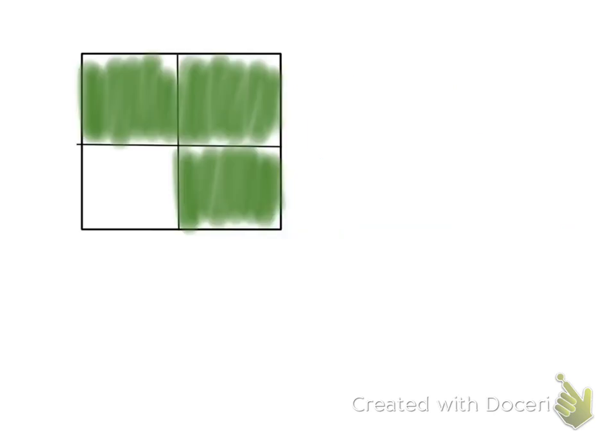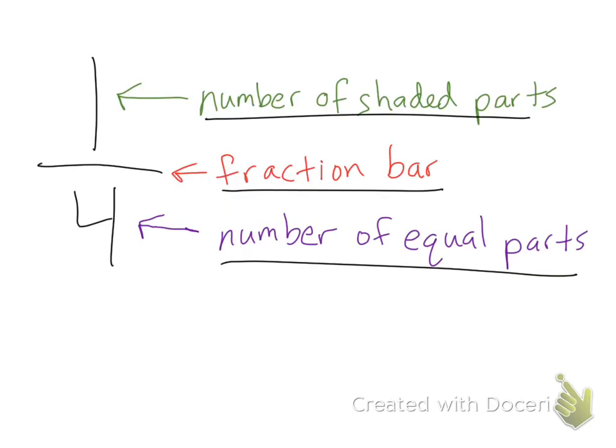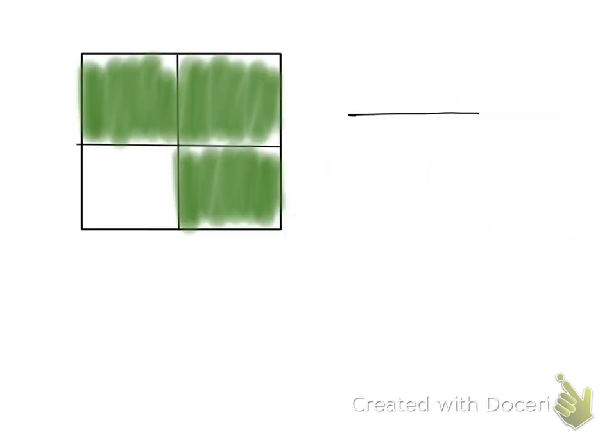All right, so how do you think I'm going to write this one? So this square has 3/4 of it shaded. So how would I write 3/4? Well, the bottom number is the number of equal parts, and I have 4 equal parts. The top number is how many are shaded, and I have 3 parts shaded. So this would be 3/4.